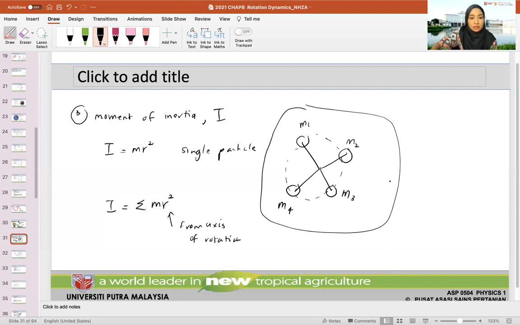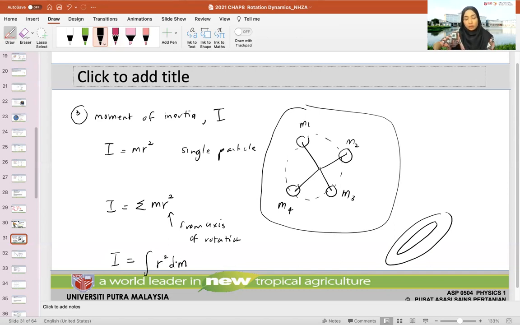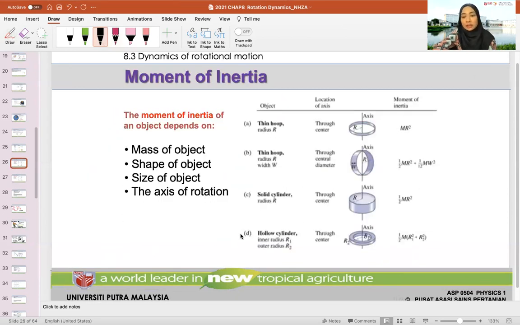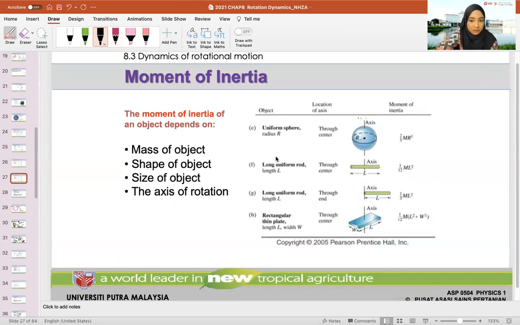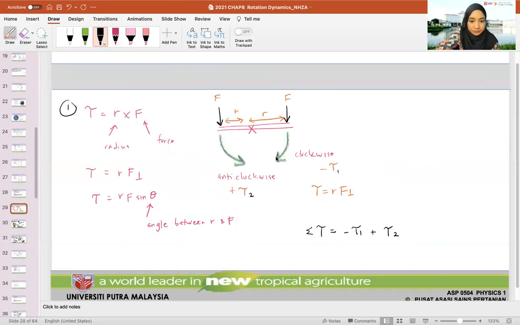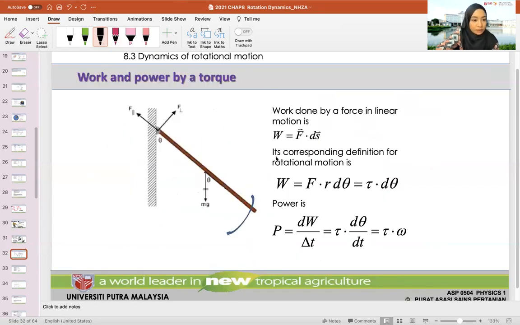Now, sometimes we can't do this. We can't use this equation. Sometimes it gives us complicated objects, such as this ring. So in that case, your moment of inertia becomes integration of R squared with respect to M. But we don't want to do that. We just memorize the equation, which is this table. So for thin hoop it is mr squared. Okay, just remember this table or just refer to this table when you're doing your web assignment later. Okay, it's a lot, I know.